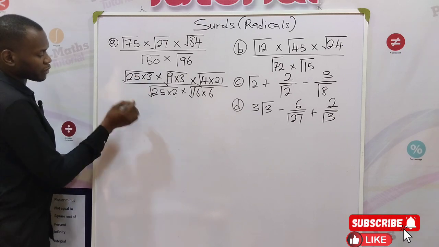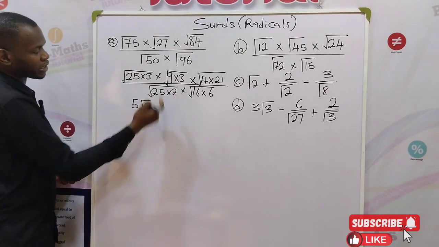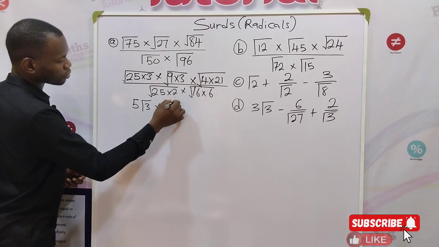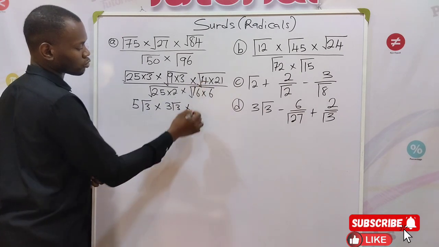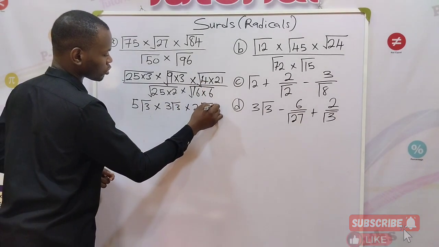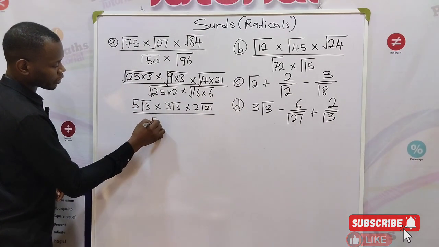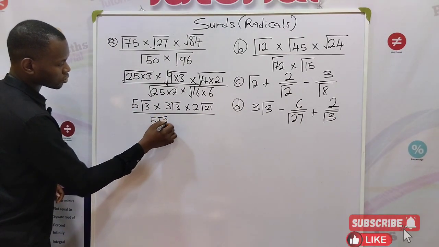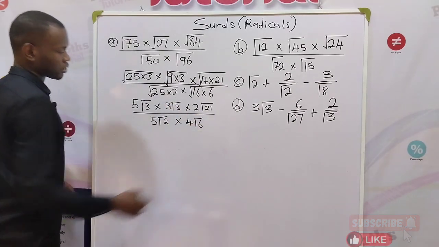So square root of 25 is 5. So we have 5 root 3. Square root of 9 is 3. So we have 3 root 3. And then lastly, square root of 4 is 2. We have 2 root 21. All over, for 25 here we have 5 root 2, and then for 16 we have 4 root 6.